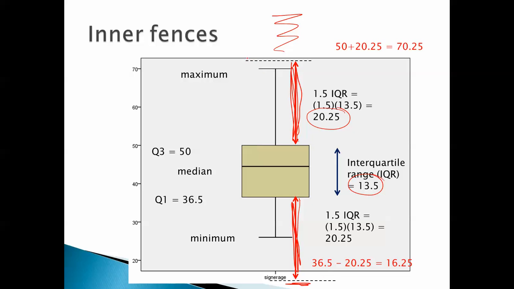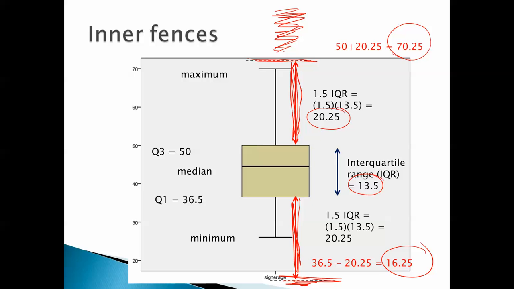These are what we call inner fences. Anything that's beyond this inner fence is an outlier. Sometimes we don't draw on those inner fences. So in this case, the inner fences would be at 70.25 and 16.25. Now in our particular case, there were no official outliers. There was no signer of the Declaration of Independence who was older than 70.25 years or younger than 16.25 years.